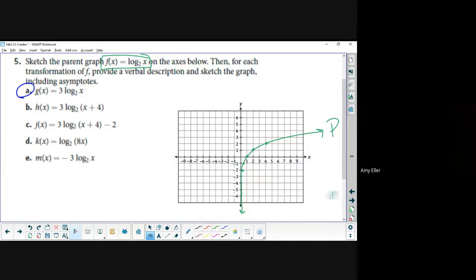If this is my parent function, what are your guesses on what the 3 will do? Raise your hand. Come on. Think about transformations: left, right, up, down, stretch, shrink, reflect. Jonathan, what do you think? Vertical. Well, isn't it a vertical stretch? It's going to be a stretch by 3.